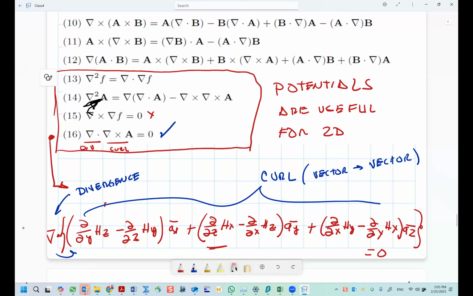Okay, I like to say that this equation is better written like the curl of A equals the gradient of the divergence of A minus the Laplacian of A. This is a better way to write this equation. This is a way that we're going to use more. All right.